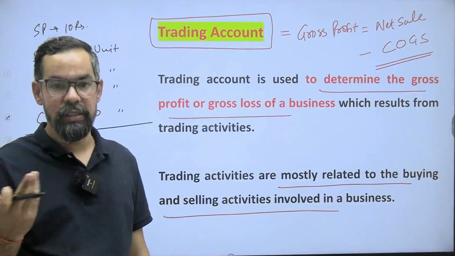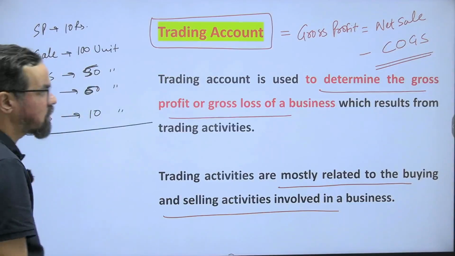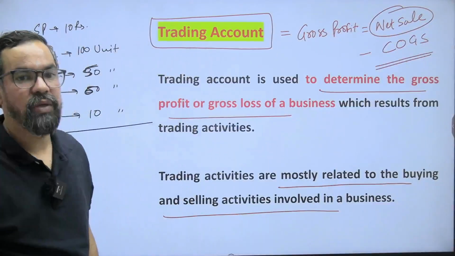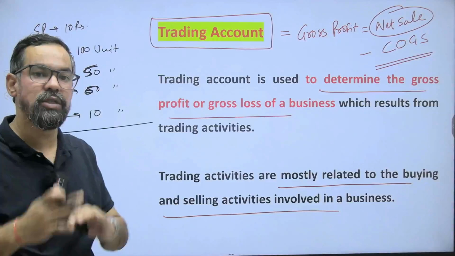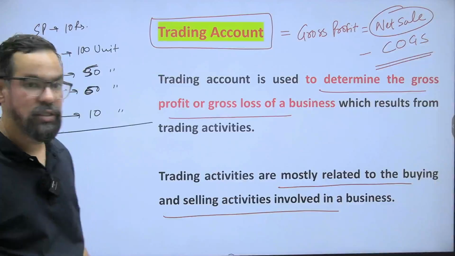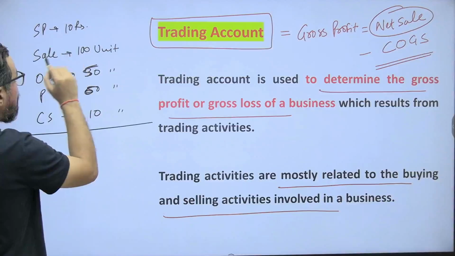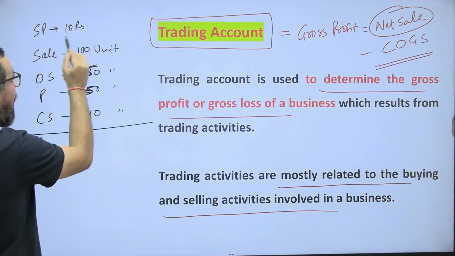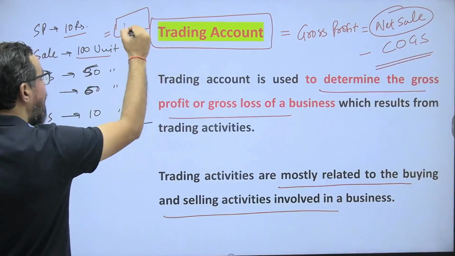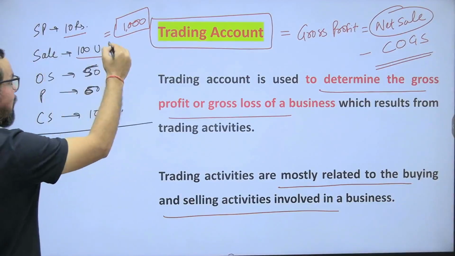Based on these particular activities, if they ask you to calculate the overall gross profit of this particular business, how will you calculate gross profit? First you will require net sales. So how will you calculate sales? In this particular case, your gross sale is equal to your net sales, because there is no discount given, no other expenses mentioned, and no sales return mentioned. So your selling price is 10 and your sale is 100 units. So 10 into 100 is equal to 1000. So our sale is equal to 1000. This is your sale value.